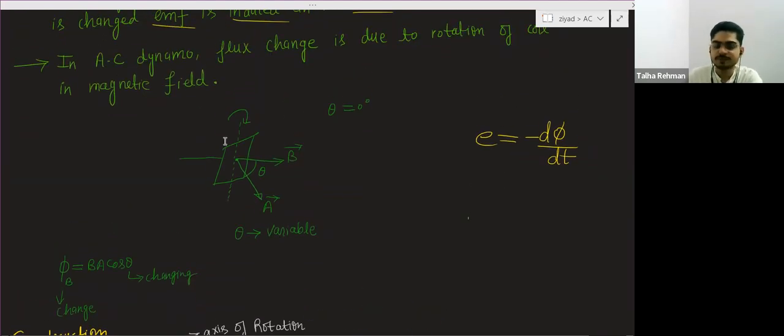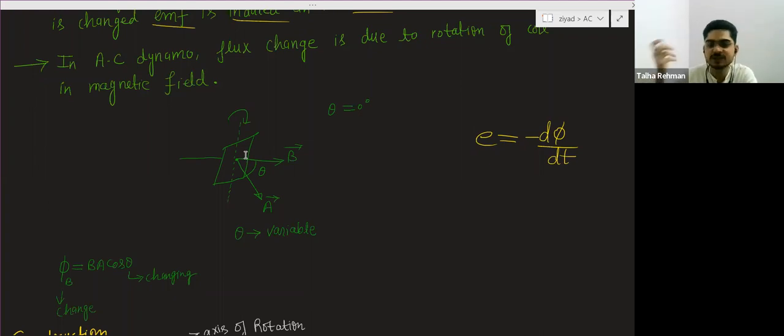So basically, in this coil, the magnetic flux linked with the coil is changing. That is why induced EMF will be there in this coil. So this is the basic concept of AC generator. After that, we will see what the components of the AC generator are.